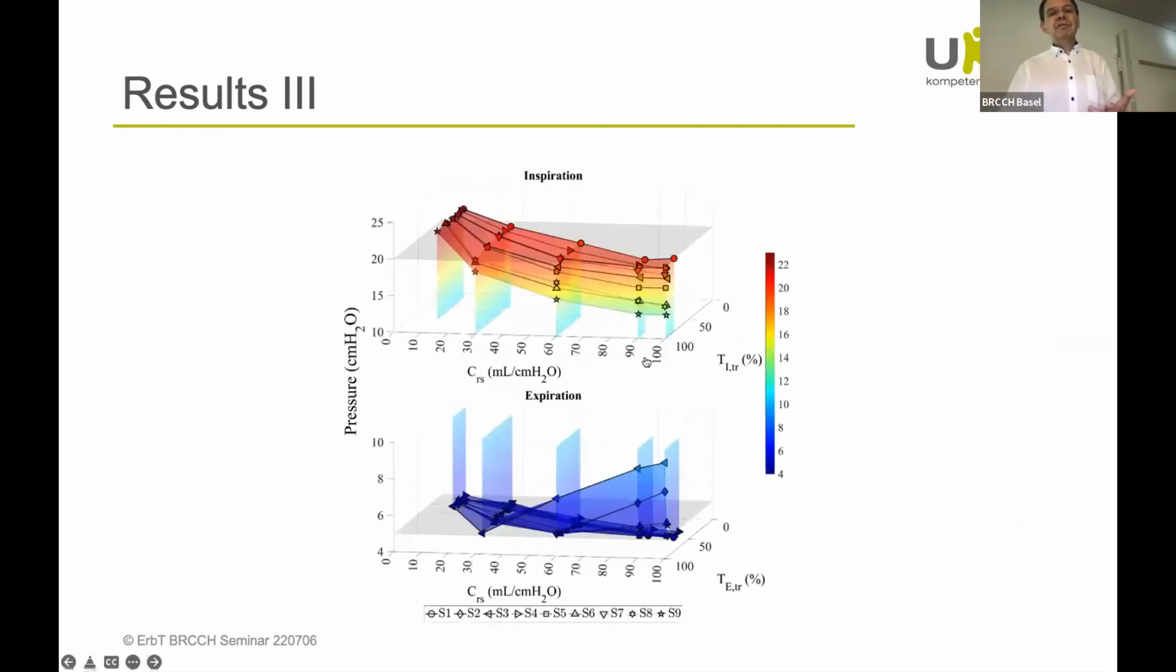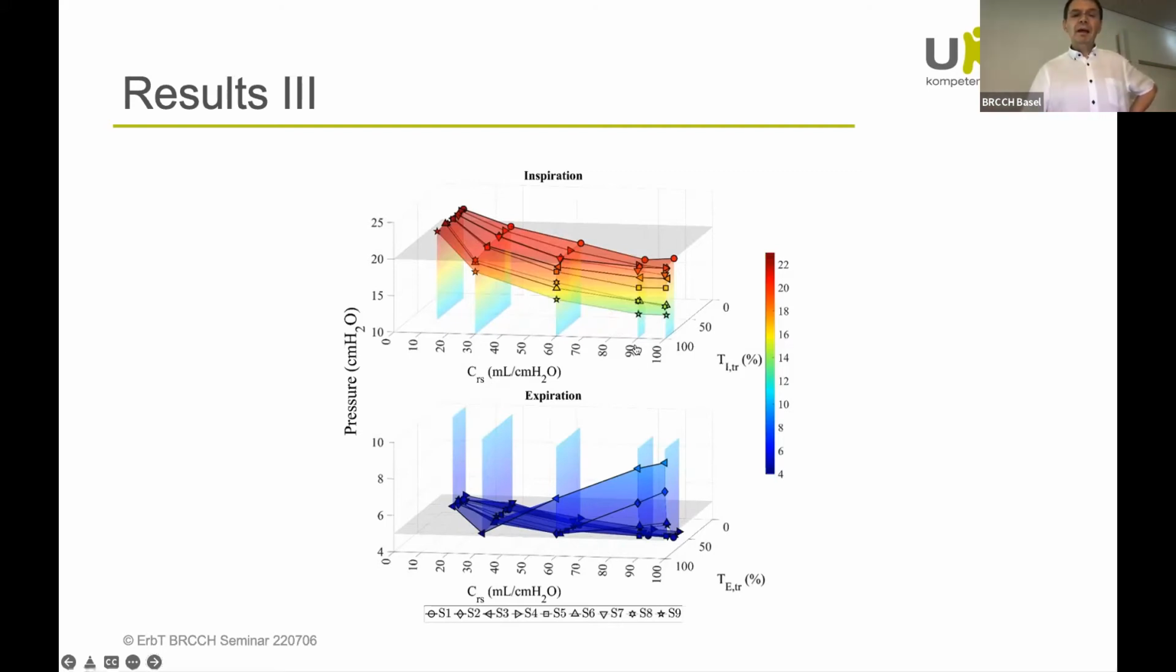We came up with a series of experiments. Here you see the 3D plot of, on the upper side, the peak tracheal pressures that were achieved depending on compliance and depending on the setting of the ventilator. You may see that we have quite substantial differences in the peak pressure that's measured in the ventilator compared with the trachea.